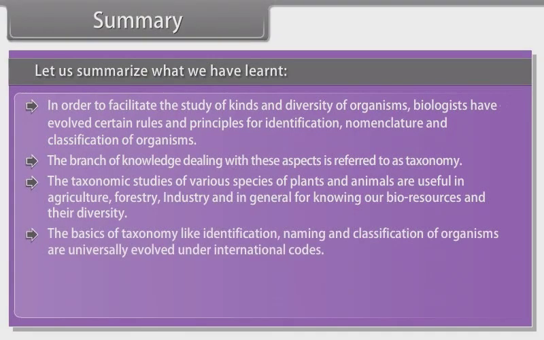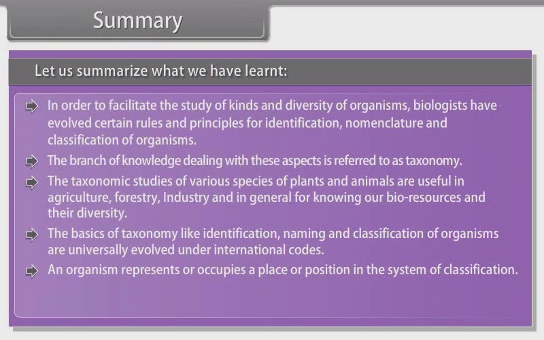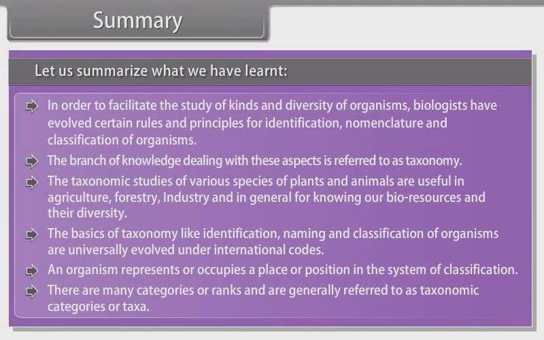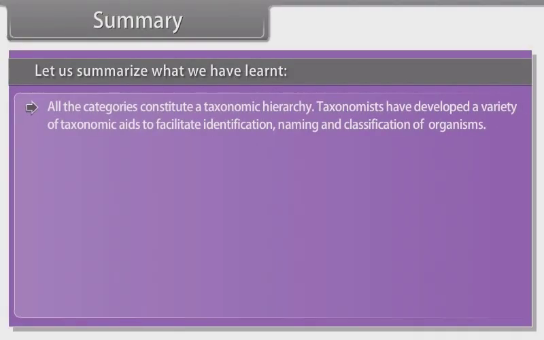The basics of taxonomy, like identification, naming, and classification of organisms, are universally evolved under international codes. An organism represents or occupies a place or position in the system of classification. There are many categories or ranks, generally referred to as taxonomic categories or taxa. All the categories constitute a taxonomic hierarchy. Taxonomists have developed a variety of taxonomic aids to facilitate identification, naming, and classification of organisms.